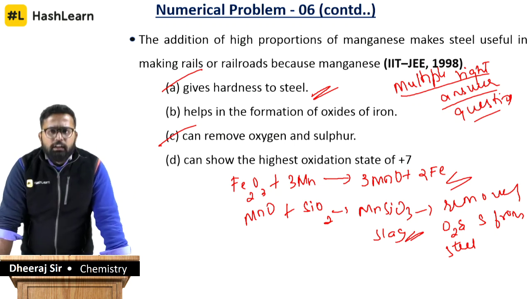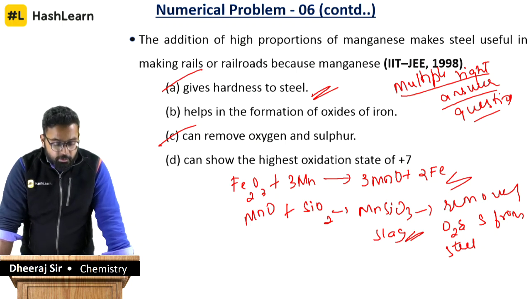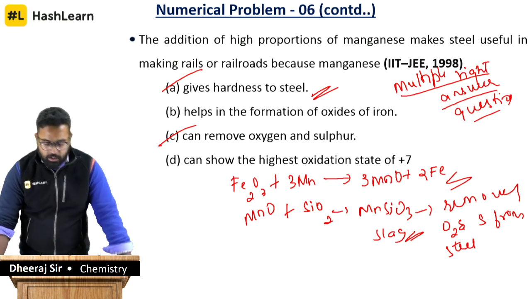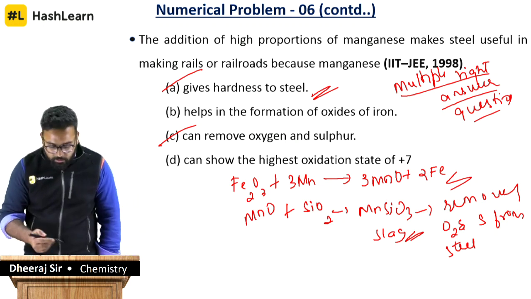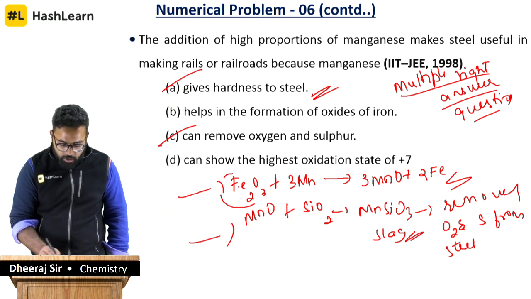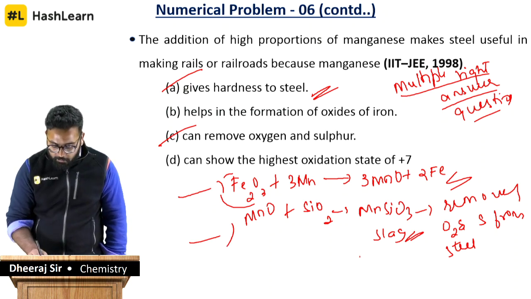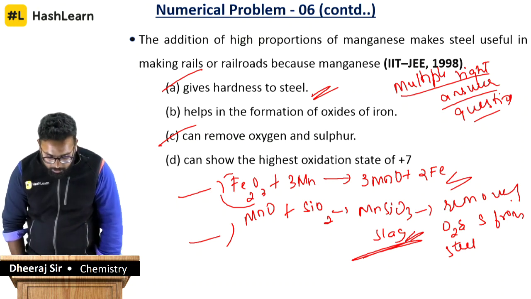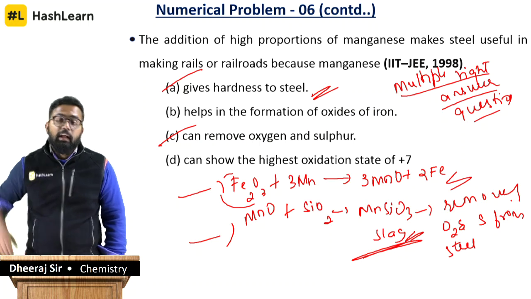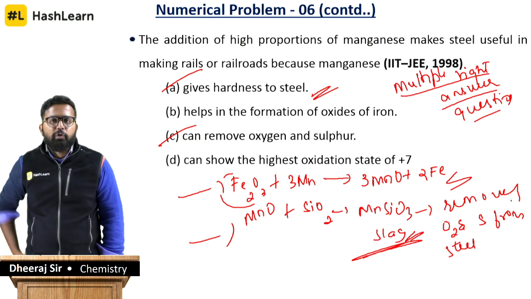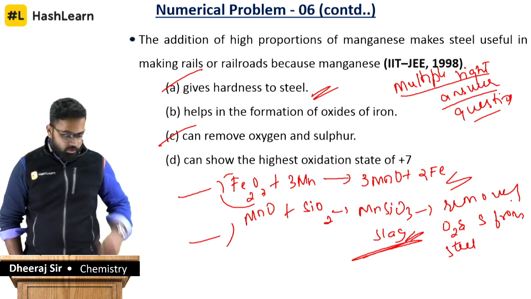How does it give hardness? That also depends on the kind of answer we are giving in this question. It gives hardness by removing oxygen and sulfur. How does it remove oxygen and sulfur? It is shown in detail in these reactions. In the first case it removes oxygen, in the second case it removes sulfur in the form of slag. Therefore, by removing oxygen and sulfur, it gives hardness to the steel, it gives brittleness to the steel. That's exactly what high proportions of manganese does to the steel.